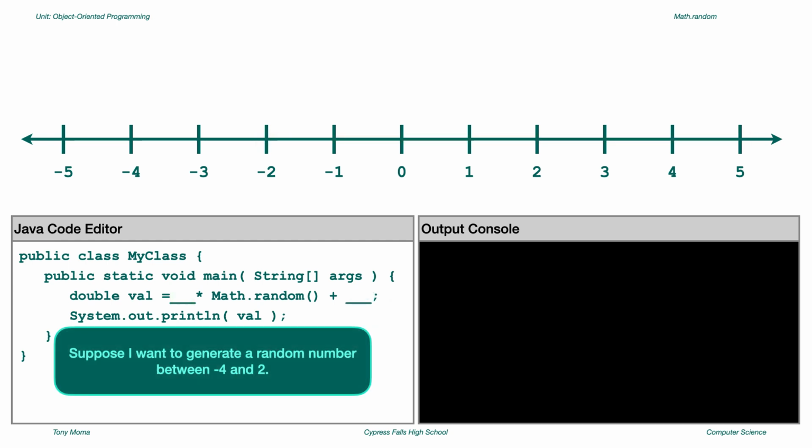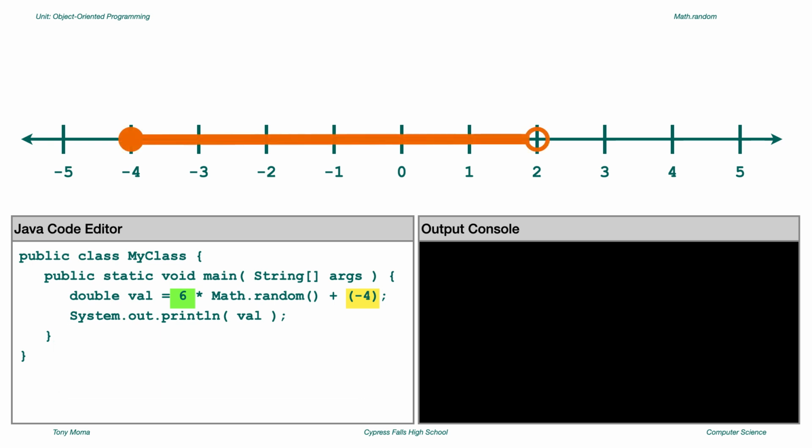Now, suppose I want to generate a random number between negative 4 and positive 2. Once again, there are two numbers I need to determine, the width and the starting point. First off, what's the width? The width is the endpoint minus the starting point. Or in other words, 2 minus negative 4. What's 2 minus negative 4? Positive 6. And now, what's my starting point? The starting point is given to us right in the problem description. The starting point is negative 4. Thus, we're going to add negative 4. This expression will now generate a random number between negative 4 and positive 2.